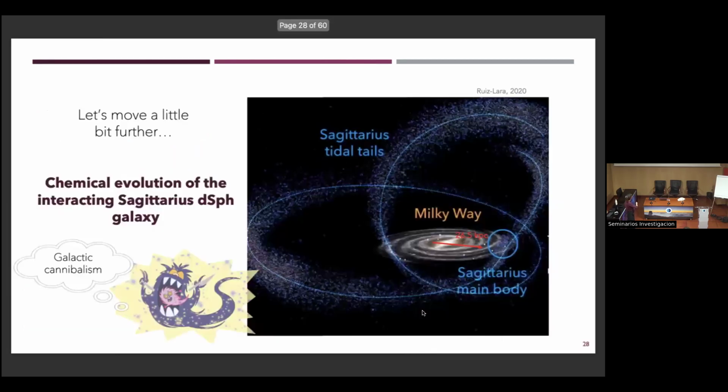And now, I'm sorry, but we really need to change location. So I told you that my PhD is kind of a collage. So now I have to go back to my original PhD project, which was about studying the Sagittarius dwarf galaxy.